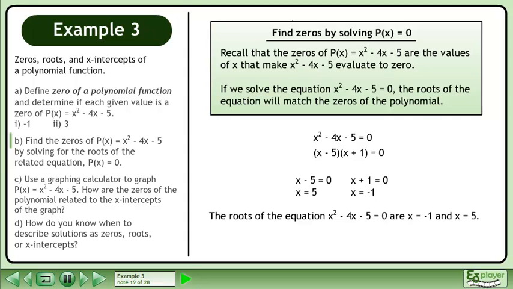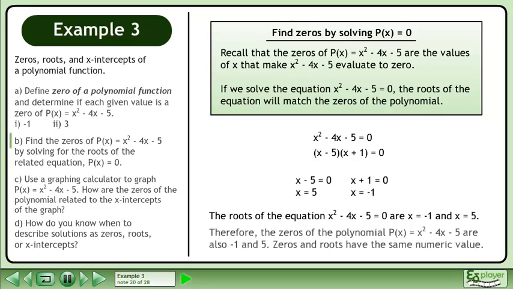The roots of the equation x squared minus 4x minus 5 equals 0 are x equals -1 and x equals 5. Therefore, the zeros of the polynomial p of x equals x squared minus 4x minus 5 are also -1 and 5. Zeros and roots have the same numeric value.